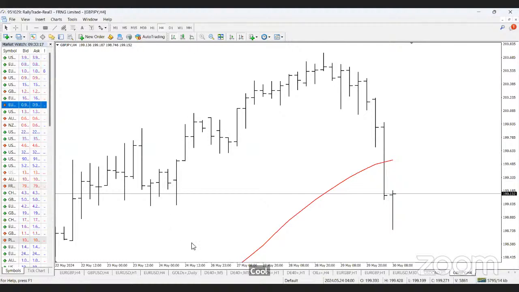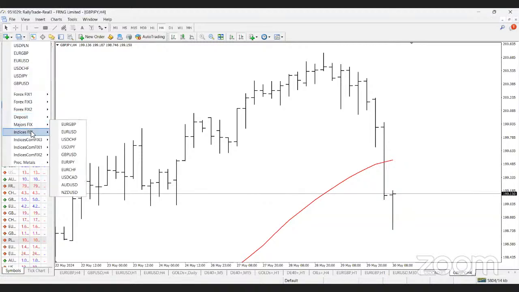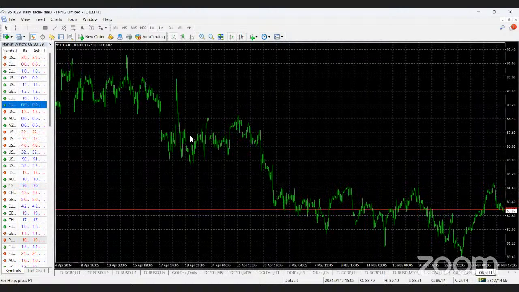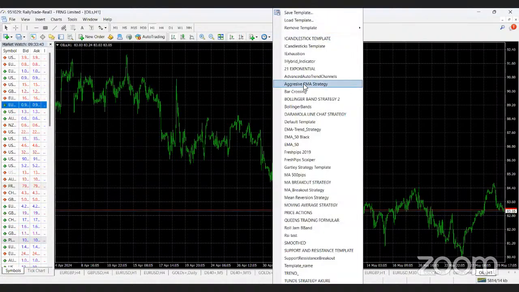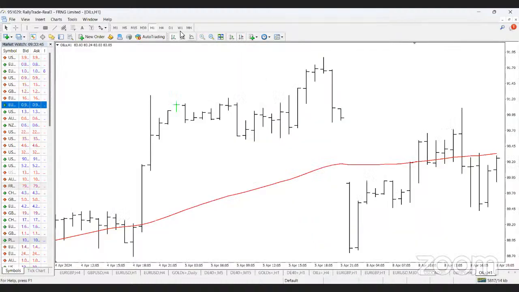Okay, so let's look at crude oil. Before I look at AUD, somebody dropped a comment on the AUD, let me check. Oil, all right. Let's look at crude oil. Crude oil should be under indices of commodity FX1. So crude oil, and of course, we can go ahead and check with bar crossing, first of all on H1.